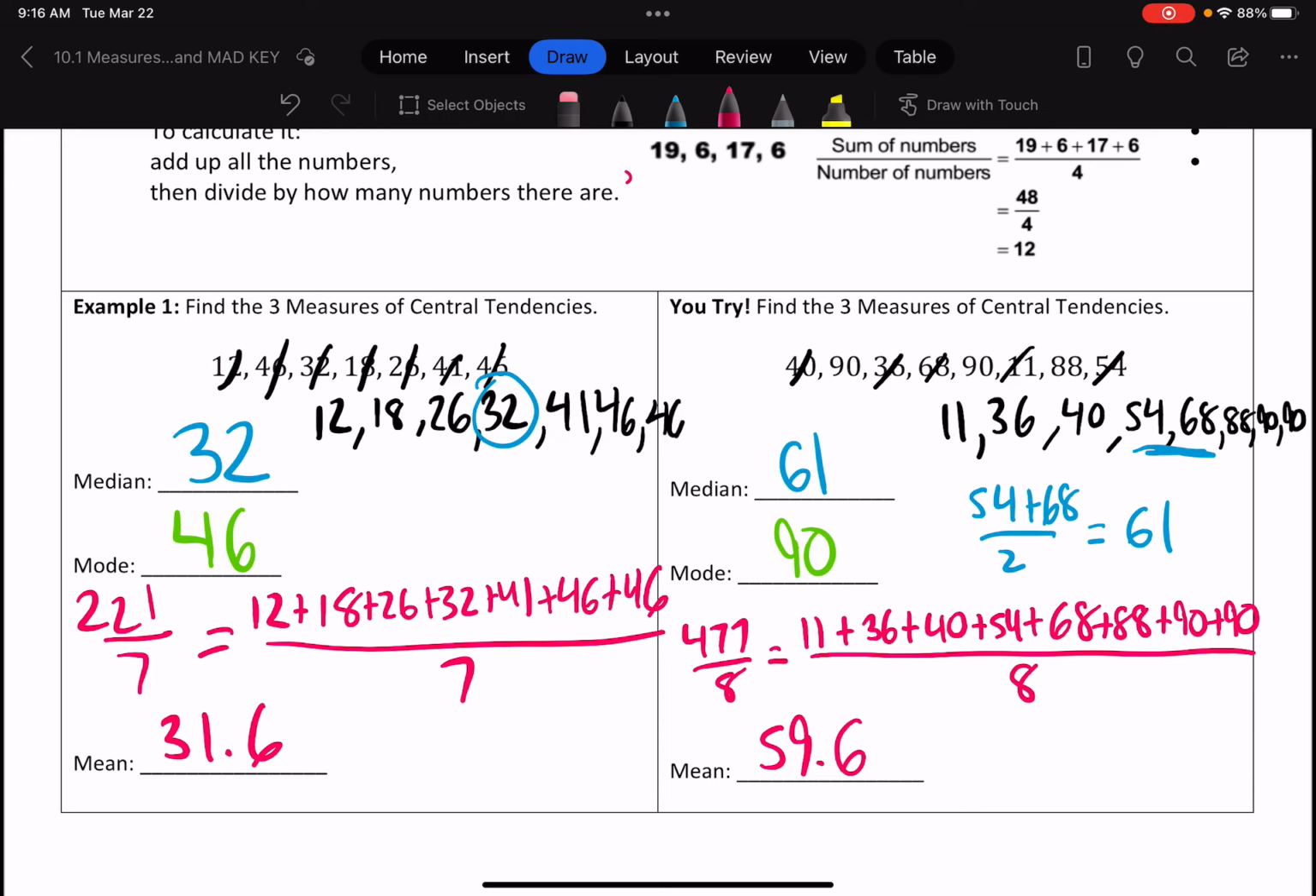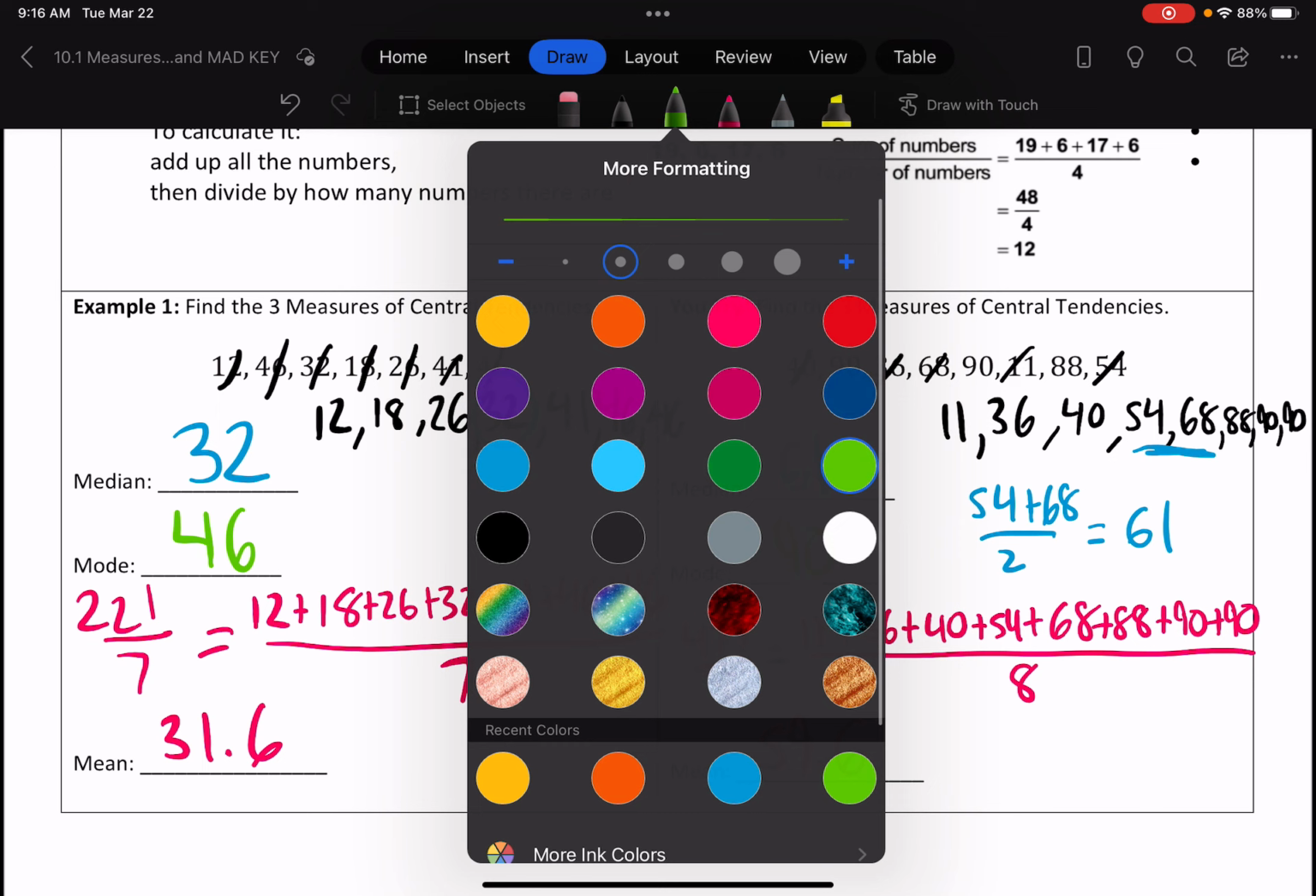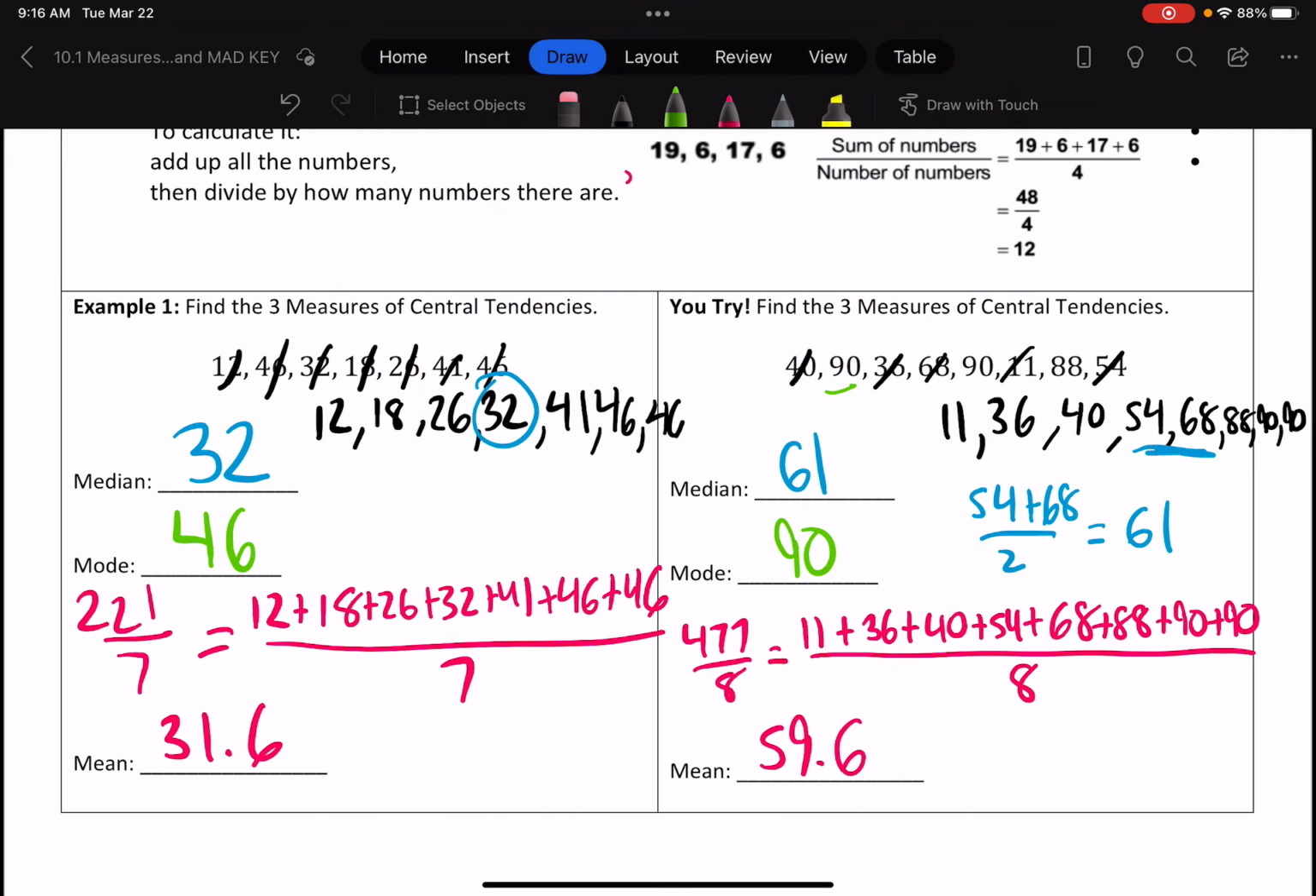The mode was 90 because 90 appeared 2 times in the data set. And then when I added all 8 terms together, so all 8 data sets were added together and divided by 8, we received 477 divided by 8, which rounded up to 59.6. If you wrote out the whole 59.625, that would also be correct because that does have a terminating decimal.